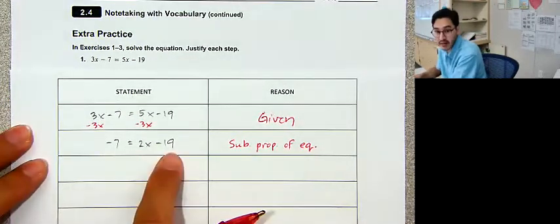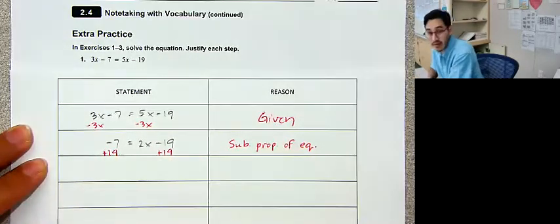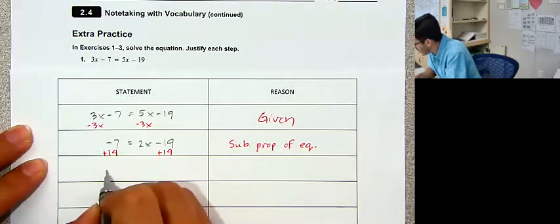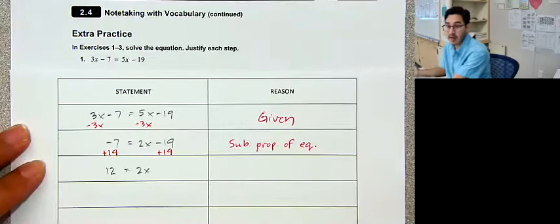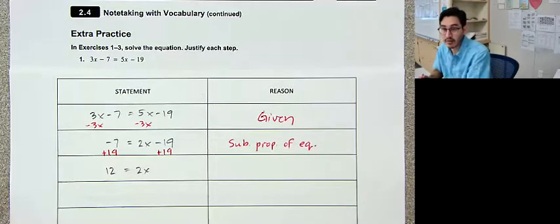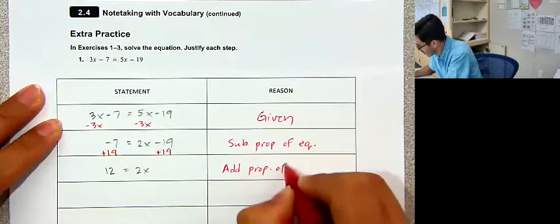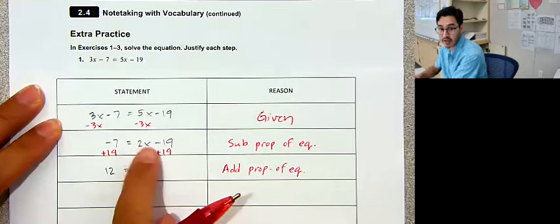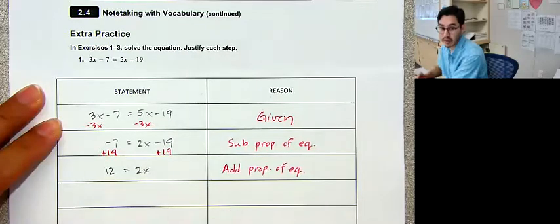All right. What might I do next? Well, I'm going to add 19 to both expressions. And so that's going to give us 12 equals 2x. So this time, instead of subtracting the same amount from both sides of the equation, I added the same amount to both sides. So we call this the addition property of equality, which says if you start with 2 equal expressions and you add the same amount to each expression, then the result is still going to be 2 equal expressions.